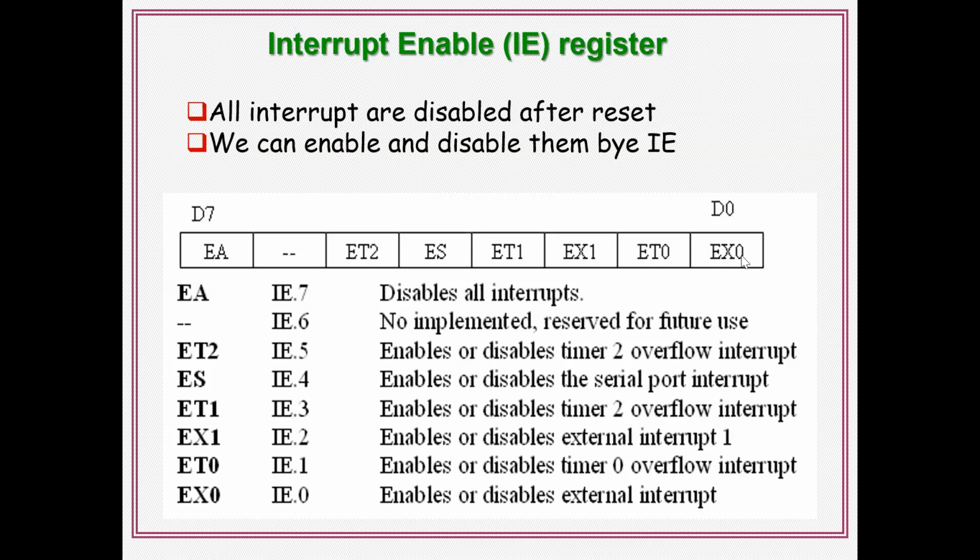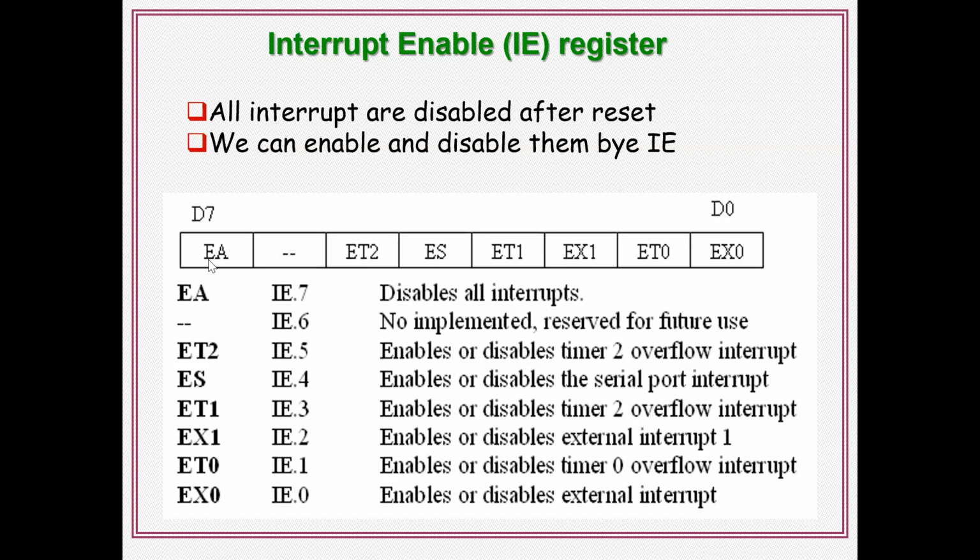First one is EX0, which enables or disables external interrupt 0. Next, ET0 enables or disables the timer 0 overflow interrupt. EX1 enables or disables external interrupt 1. ET1 enables or disables the timer 1 overflow interrupt. Next, ES enables or disables the serial interrupt. ET2 is not available on 8051, it is available on 8052, so neglect this one.